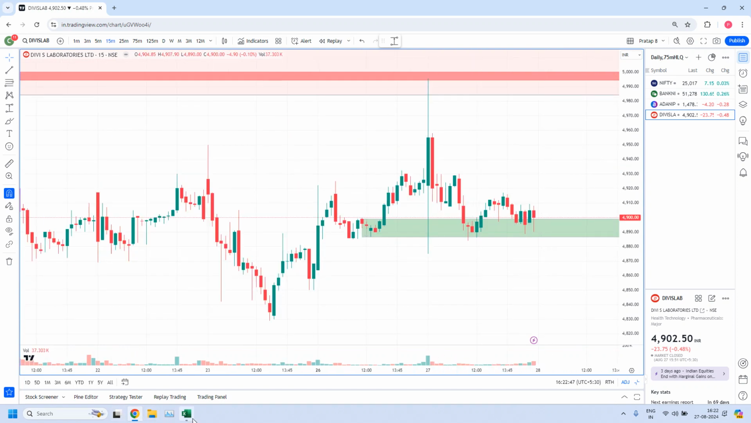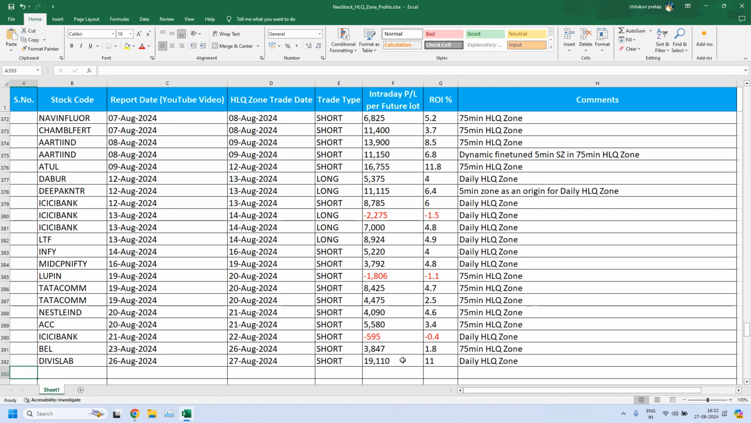Okay, how much profit we got? This lot we got 19,110 rupees profit. This is 11% ROI, and this trade is based on the price action clue rejection.